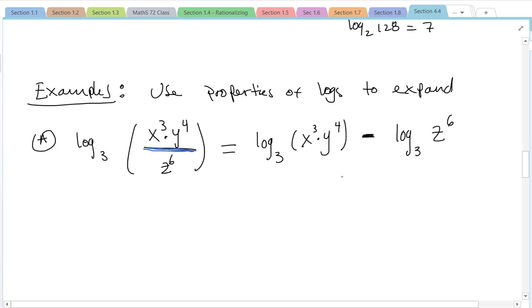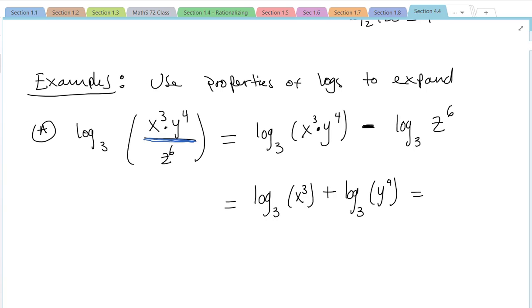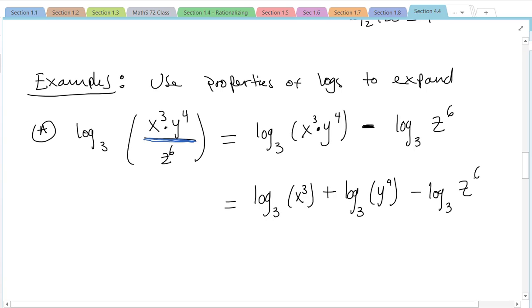So now I have, okay, now I don't have a division, but now I do have a multiplication. So we're going to use the law of multiplying. This is going to become log base 3 of x cubed. Right? The times inside a logarithm becomes a plus of 2 log expressions. So it's going to be log base 3 of y to the 4th minus log base 3 of z to the 6th. Notice that all the bases are the same.